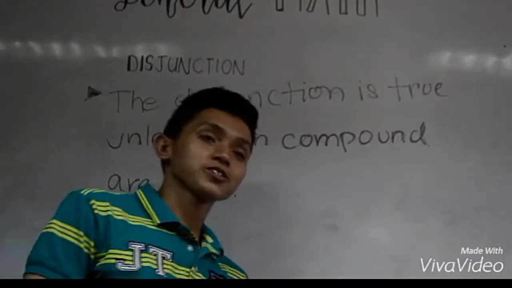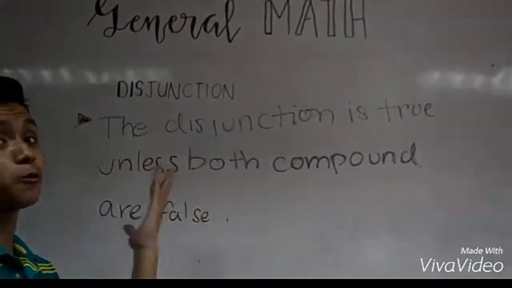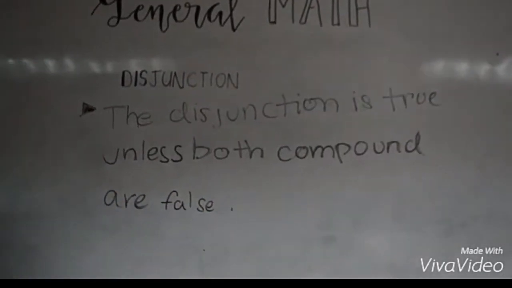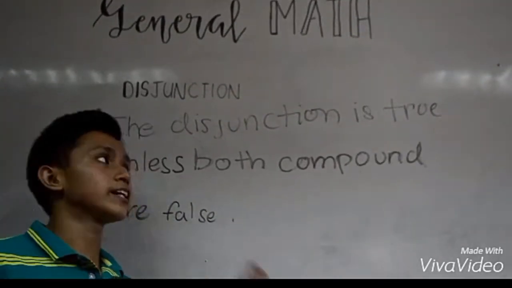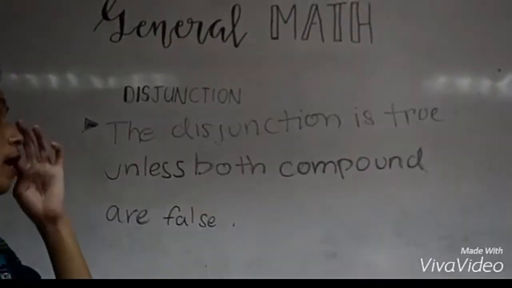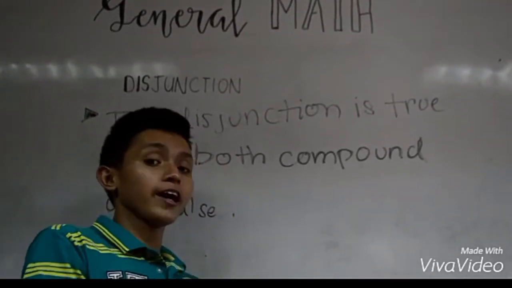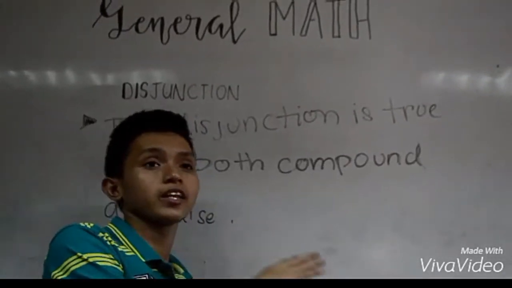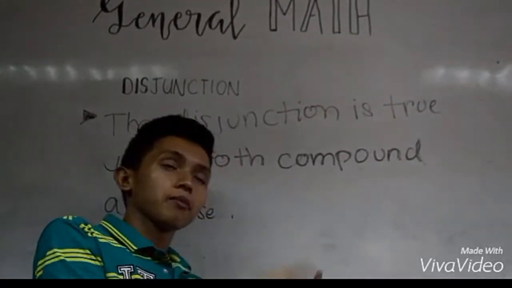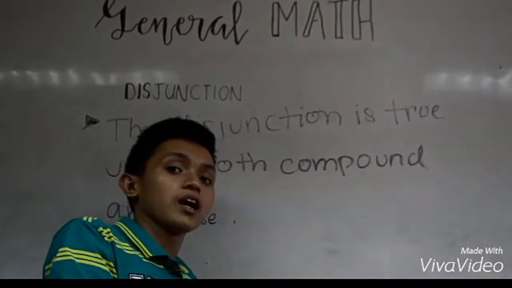Good morning, guys. So I'm Matt, and I'm going to teach you about disjunction. The disjunction is true unless both components are false. So guys, ang disjunction po, magiging zero lang siya kapag may dalawang zero. And also guys, kapag may nakita kayong 1 sa table, kahit isang 1 lang, 1 na rin siya.